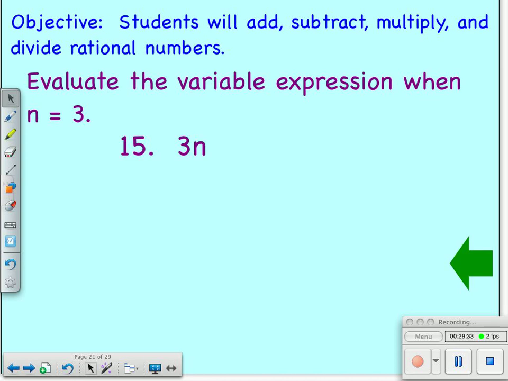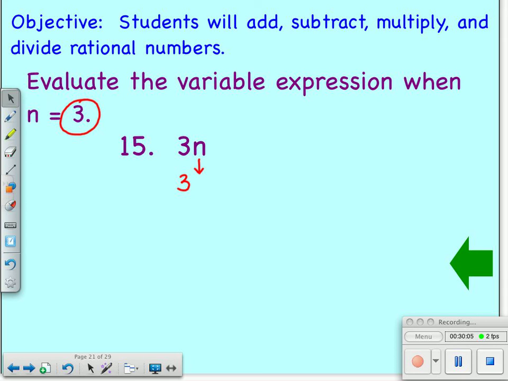Number 15. Now we're using variables. Okay? This says to evaluate the variable expression when n equals 3. So for number 15, we know that 3 with a variable next to it means multiply. So this means 3 times n. I'm first going to use substitution. So I'm going to substitute the n here with the number that it equals, and that is 3.